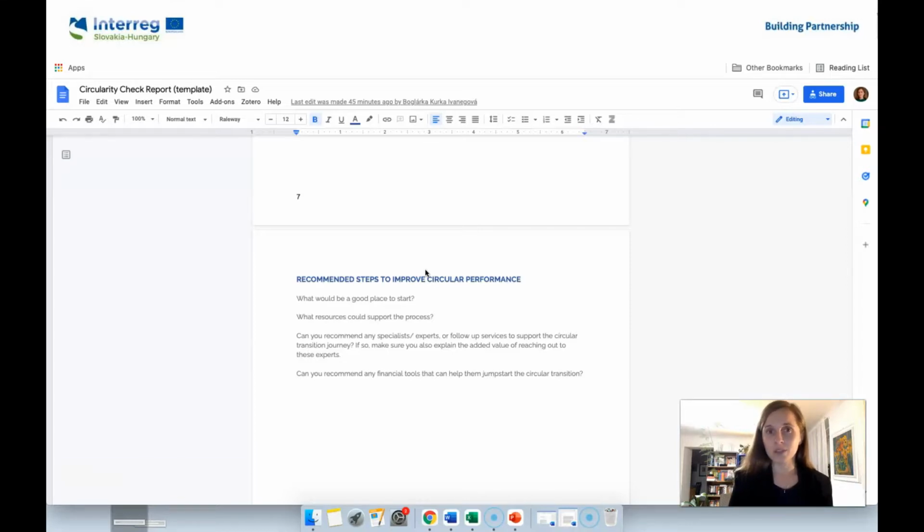You can, for example, look through the literature folder that is provided to you. Is there any publication, any guidance, any circular design guidelines that can already be very informative or useful for your customers? Do you have access to information about financial resources, about subsidies, and other grants that can support the circular transition? I know that both Hungarian and Slovak project partners have a good overview of financial mechanisms, so reach out to them for advice if you need to.